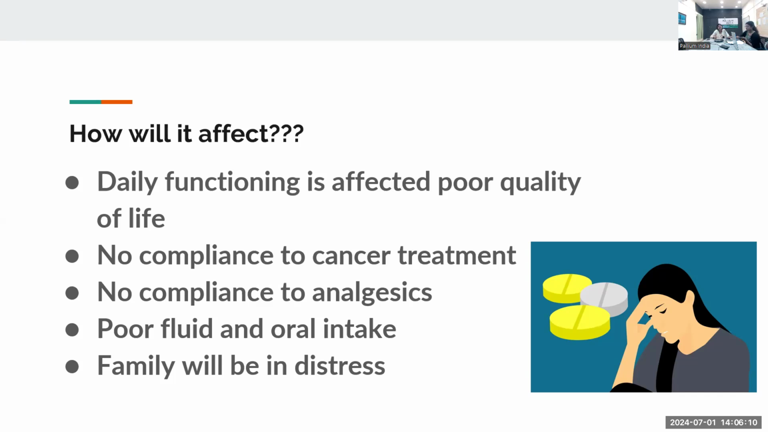Another thing is the drugs, analgesics. Sometimes the patient will be having pain and we start the patient on opioids and they'll start having vomiting. They'll stop everything. They'll stop the chemo, they'll stop taking medicines, analgesics, everything. So that is only going to increase the burden. And of course, there will be poor fluid and oral intake already associated with the malignancy. In addition to that, all these problems will increase the poor quality of life. Family will also be in distress, seeing your kith and kin, your father, your brother, suffering will put them into more distress.